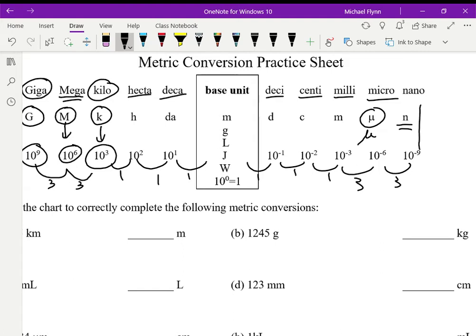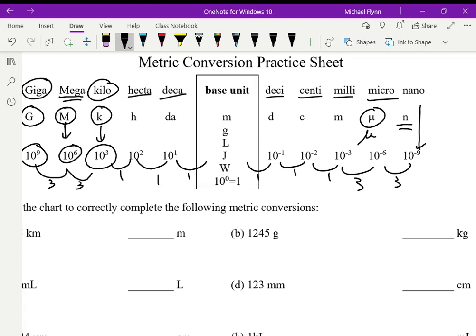But yeah, nano means a billionth. So imagine taking a meter stick and slicing it in a billion equally sized pieces. 1 nanometer would be the size of one of those pieces, a billionth of a meter.